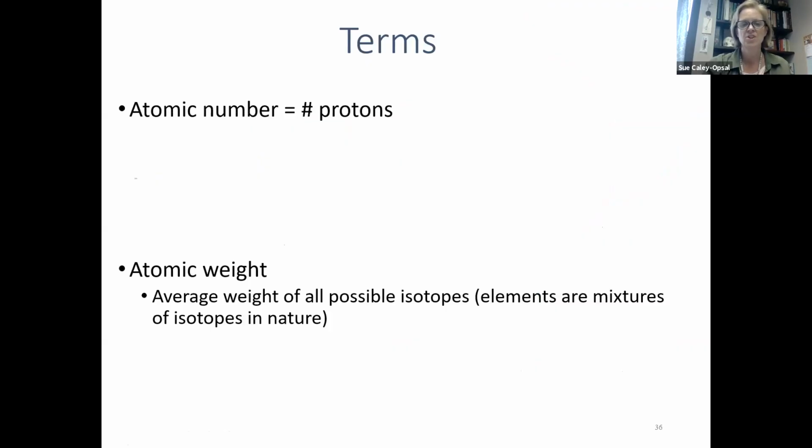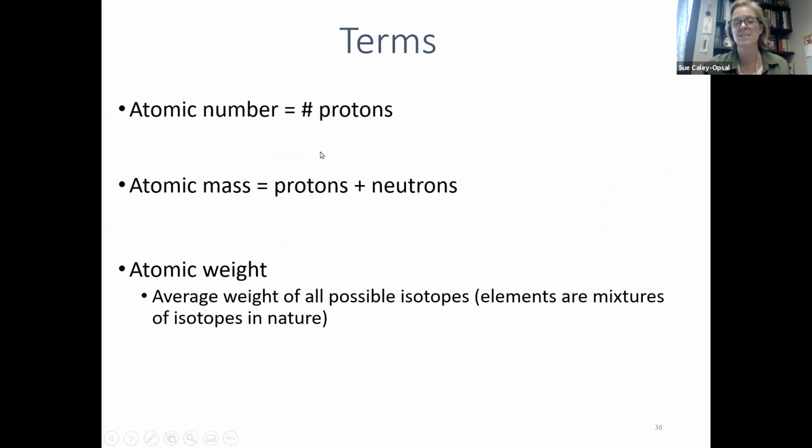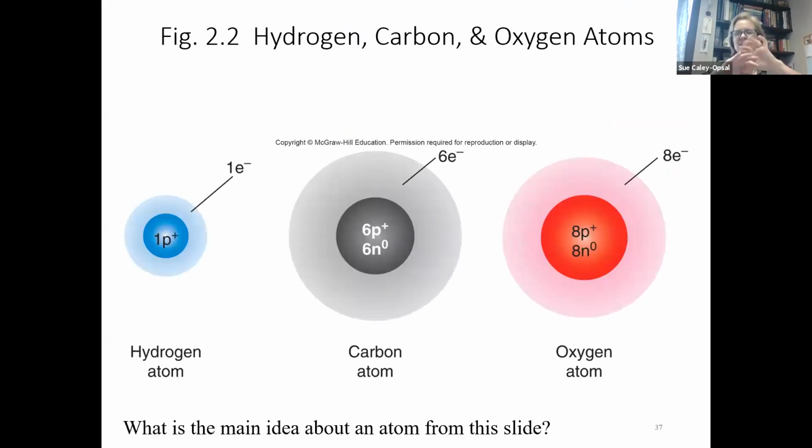And some more terms. The atomic number is important. I've been telling you that's what distinguishes each atom from another atom. So it's the number of protons. The atomic mass is protons plus neutrons, and the atomic weight is an average weight because you have isotopes. So let's talk about just the different atoms that are on the periodic table. Here's 3 of them. The very first one is hydrogen because hydrogen has 1 proton. It is element number 1 on the periodic table. Element number 6 is carbon. It has 6 protons. And then oxygen has 8 protons.